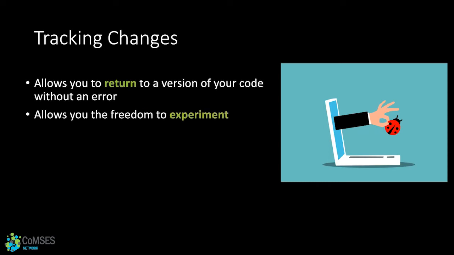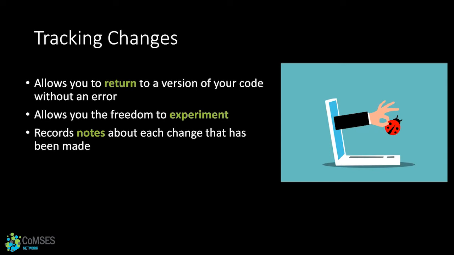Version control can also allow you the freedom to experiment. You can add new features or try new ways to improve your model or code, and you'll still be able to get back what you had before. Each time you commit a new version of your software, you choose which files you want to version, you record notes on what you changed and why, and the system records who made the changes and when.